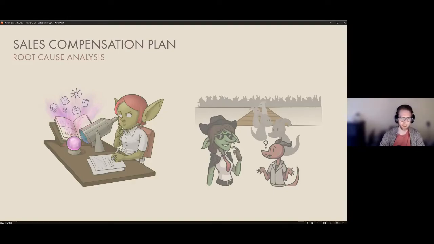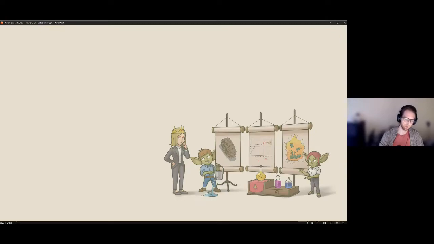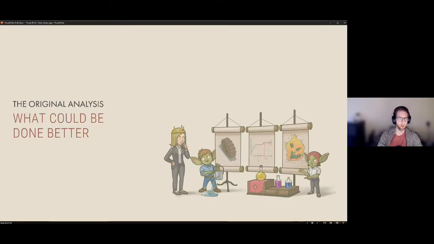And after a bit of digging, a bit of discussing, and a bit of thinking, the BI team decides to present the results. There was a lot that went wrong with this project, but they decided to really just focus on the data aspects. They focused on the original analysis. That's where a lot of these things kind of started. What could have been done better?